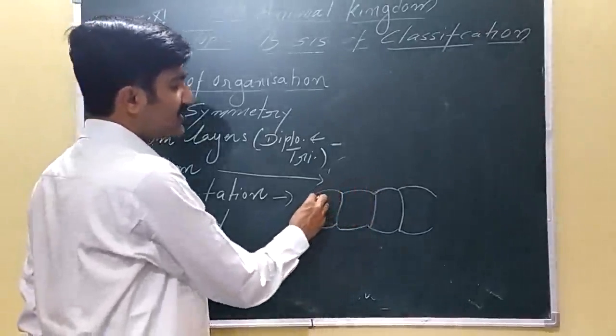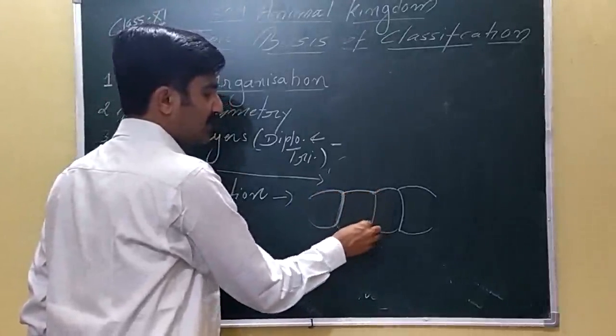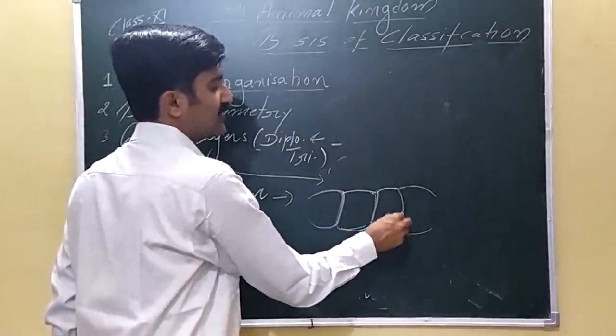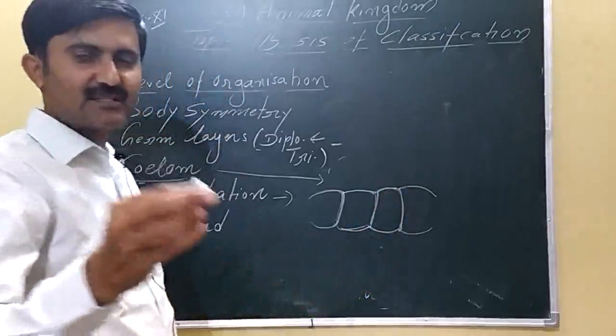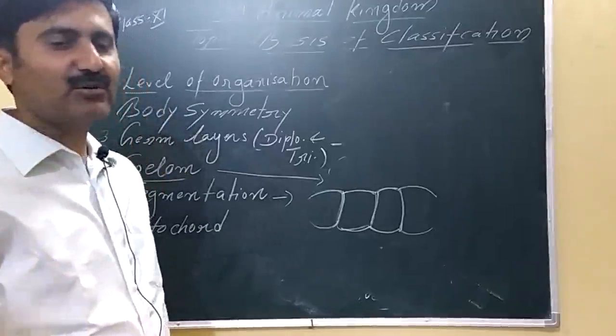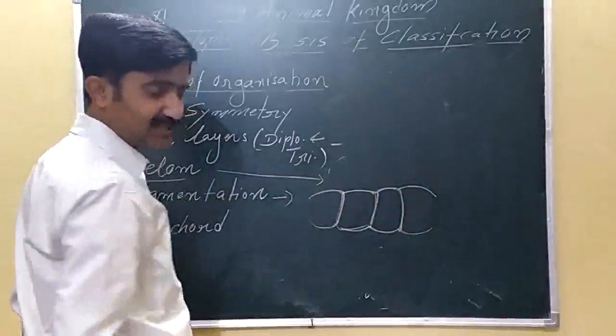This type of segmentation is called true segmentation. Like our body has a thoracic cavity and abdominal cavity. Similarly, insects are divided into head, thorax and abdomen. So these bodies are segmented. These animals are truly segmented animals. Okay, so we take the example of the earthworm. Here repeated segmentation is there.